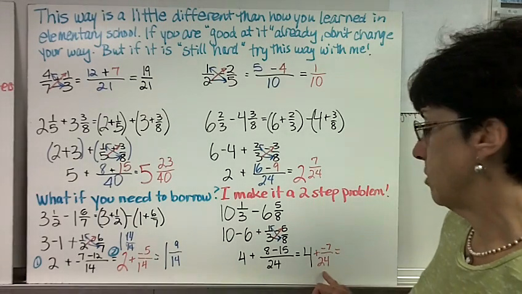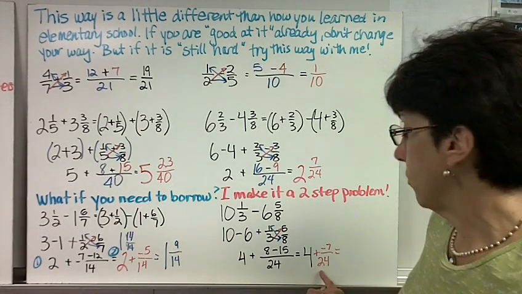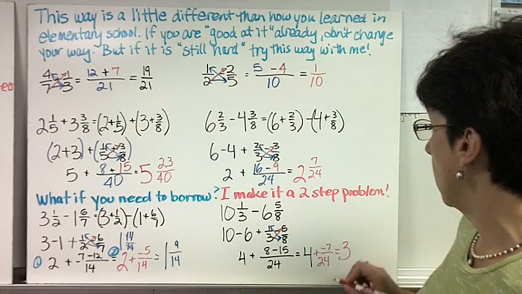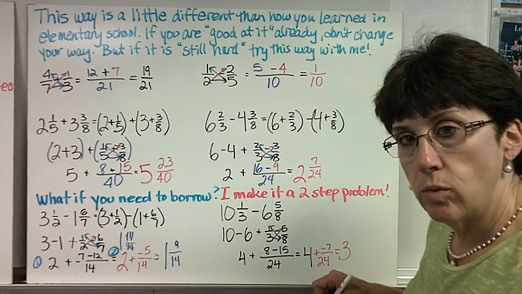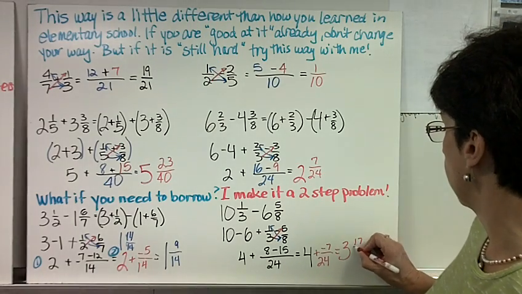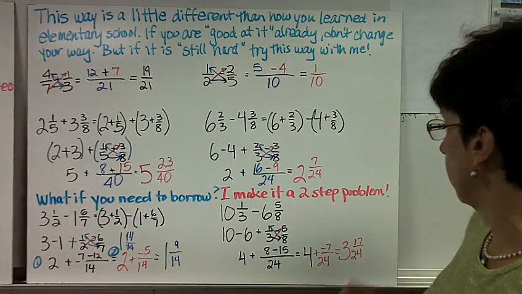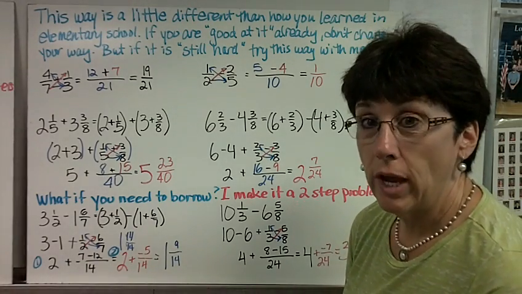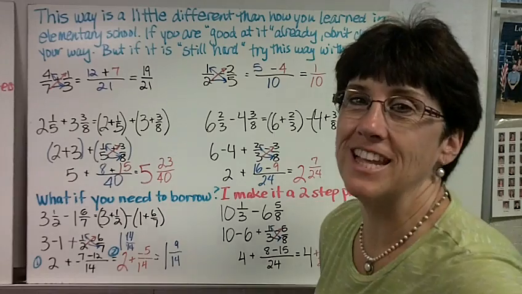So remember, whenever I'm subtracting a fraction from a whole number, my answer is always one less whole number. And now, 7 plus what is 24? Well, let's see. I think it's 17. And I'm done. Okay, I know this is a different way, but try it. I think you might find it easier. That's it.